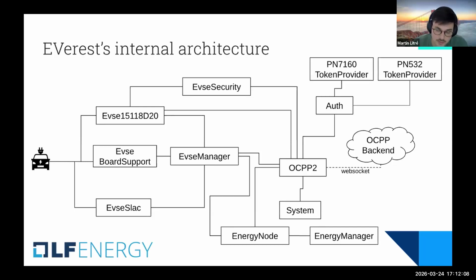So here we have EVerest's internal architecture, depicted with these small boxes. EVerest is a microservice-type architecture where modules have their corresponding use cases. As we can see here, OCPP is covered by the OCPP2 module, and the EVSE manager manages the charging. Everything else has its own appropriate module for each logical component. For example, there's the 15118 module that handles all of the communication, and the EVSE board support for interaction with the hardware, and so on and so forth for every part.